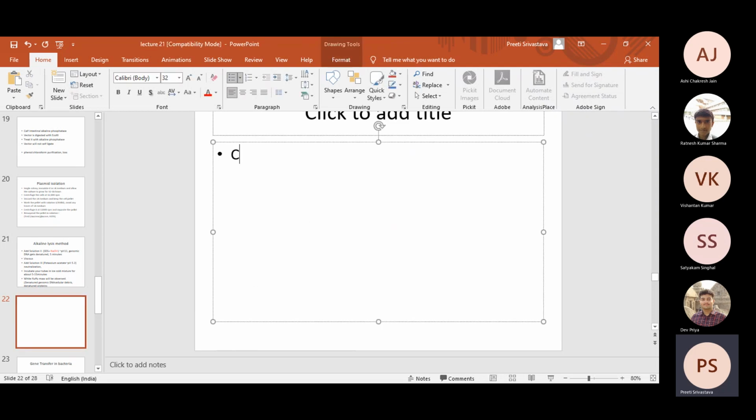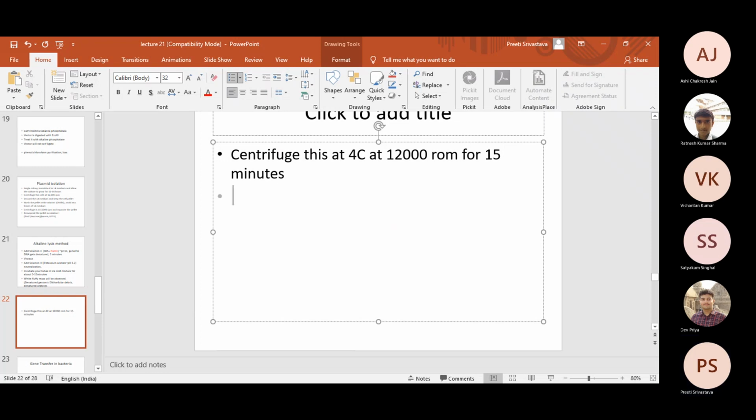Now what you do is centrifuge this at 4 degrees Celsius at 12,000 rpm, but this time you do it for 15 minutes. And what we do is we collect the supernatant. So the white pellet will be separated and then you collect the supernatant, and this supernatant is the one which contains the plasmid.